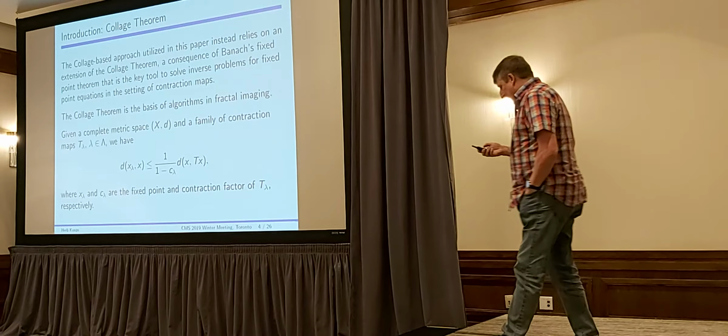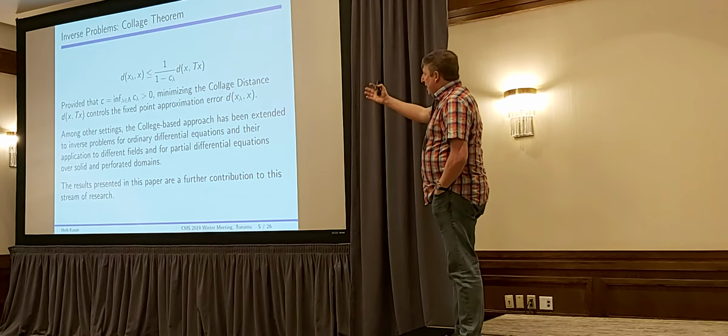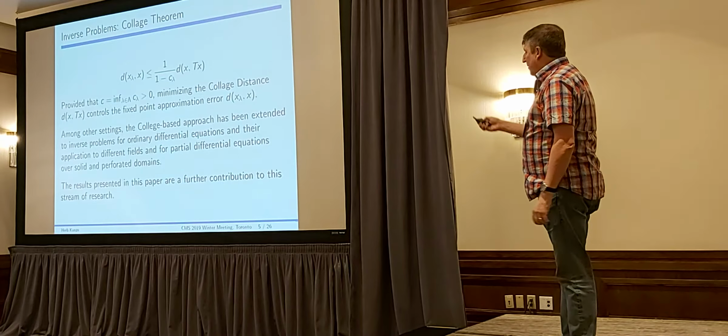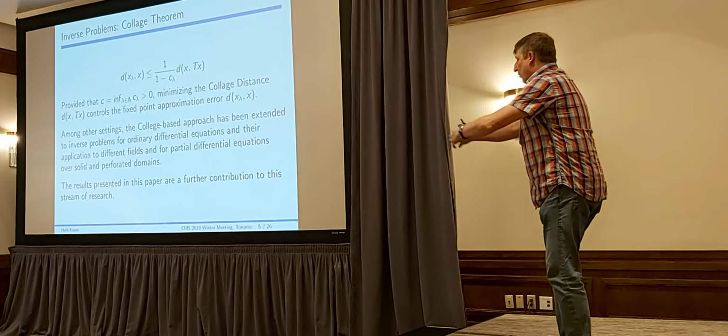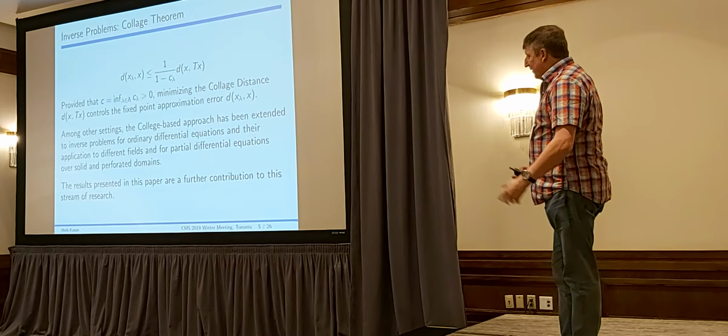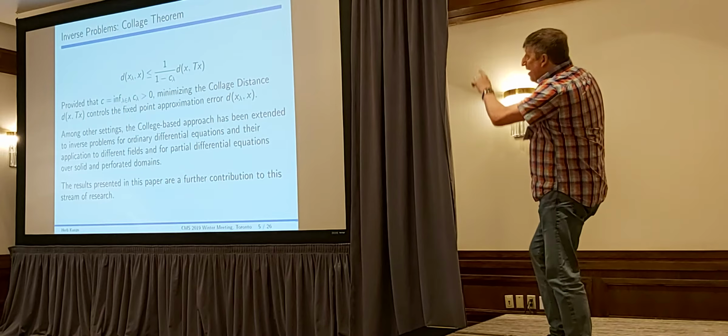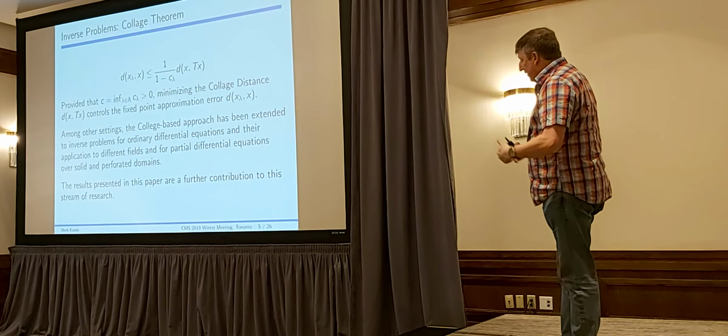And that's explained here. In this construction I had T lambda, a family of contraction maps, so TX should be T lambda X. Provided that, amongst the whole family of contraction maps, the infimum of all of the contraction factors is bounded away from zero, we can minimize d(x, T lambda x) and find the lambda values that minimize this. These are the parameter values that would go into our model, and the fixed point would then lie close to the target.